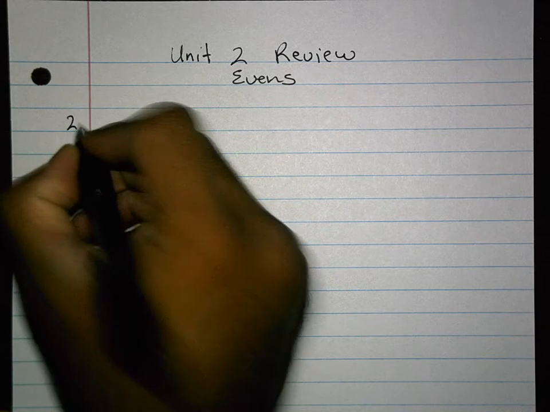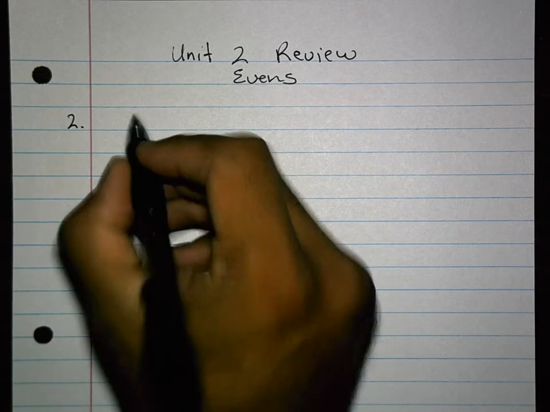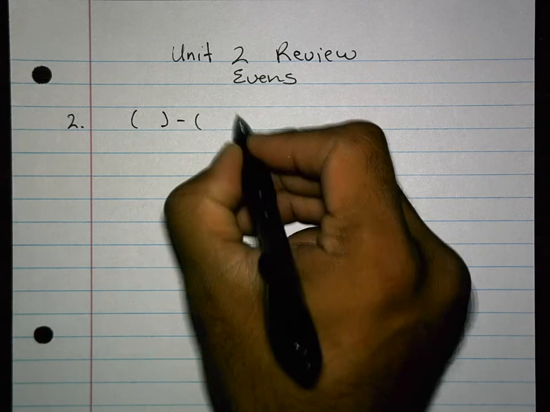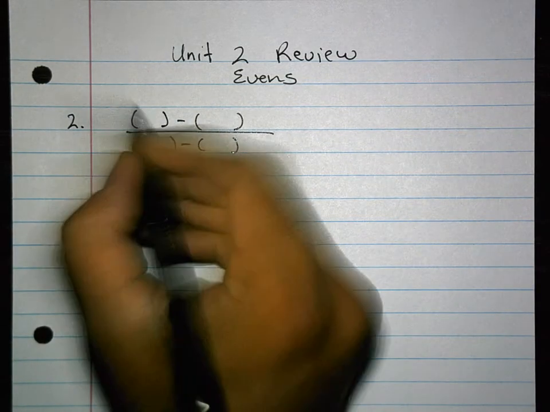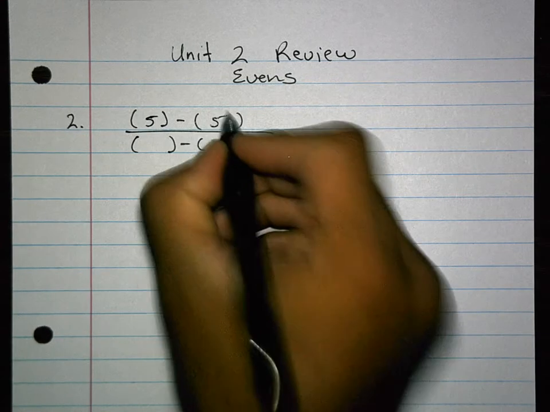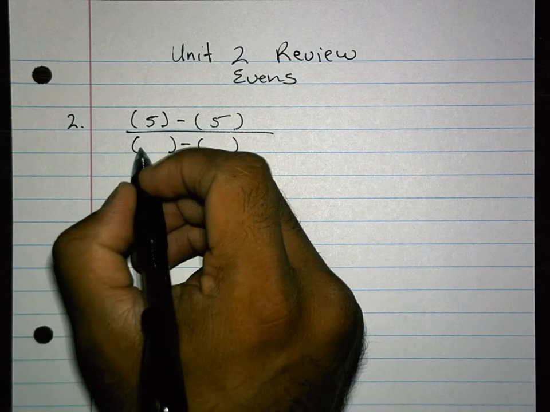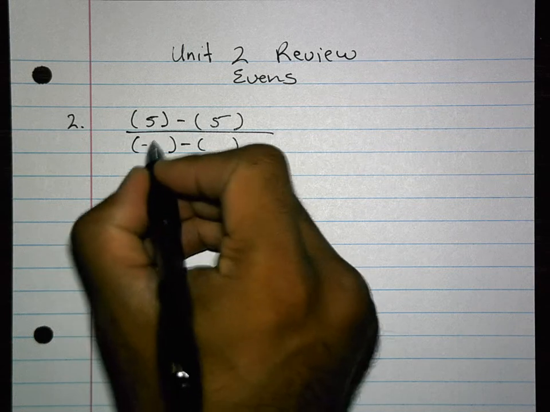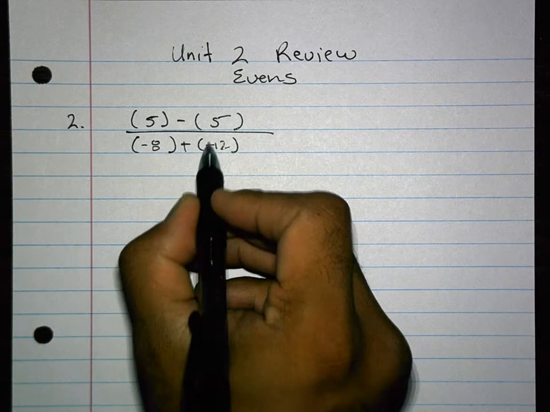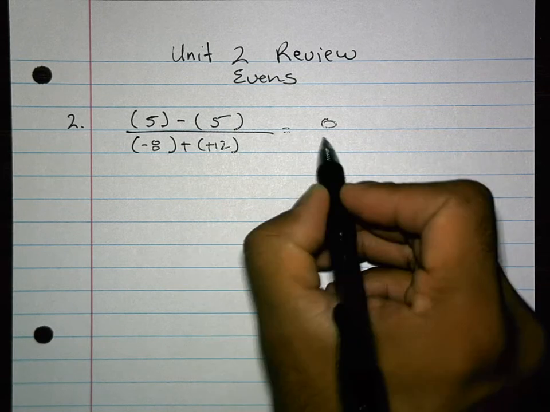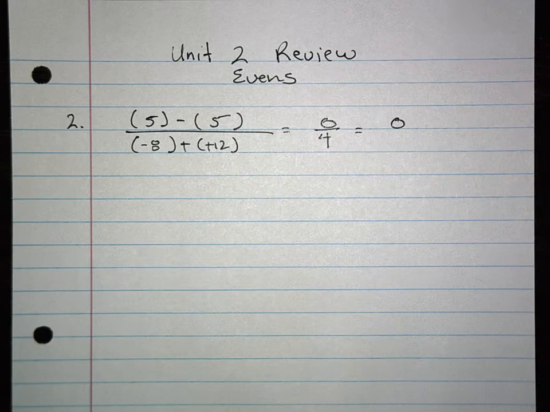Number 2 says find the slope of the line containing the points below. So we use our slope formula: y2 minus y1 over x2 minus x1. So we're going to say 5 minus 5. It doesn't matter which one I make 1 and 2. So I'm going to say negative 8 and negative 12. So I'll go ahead and add the opposite here, and I'm going to get 0 over positive 4. So that's a slope of 0.